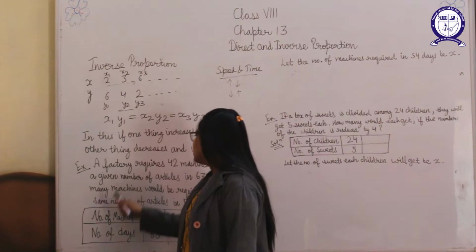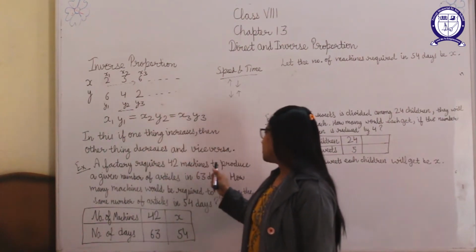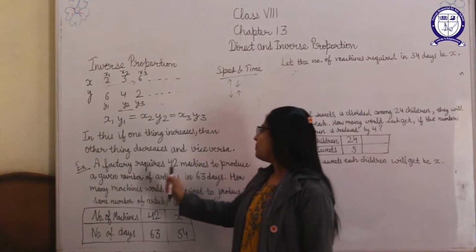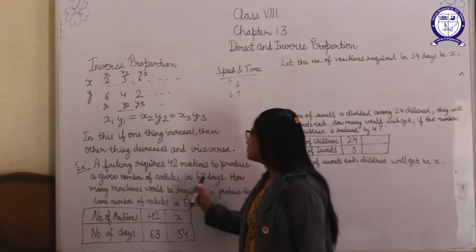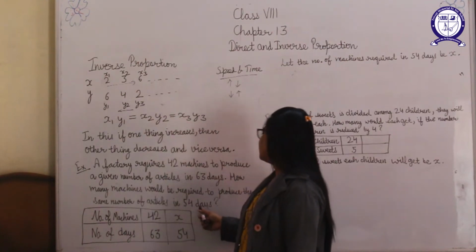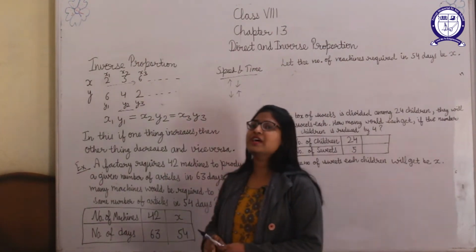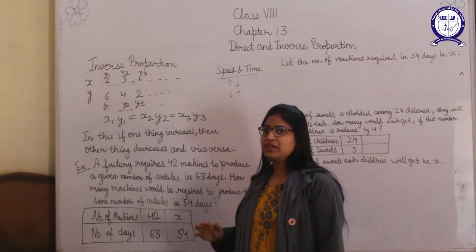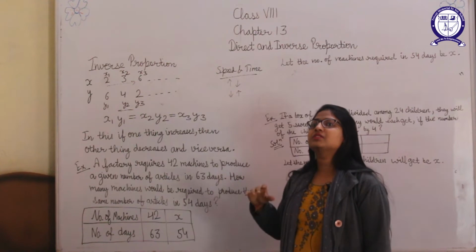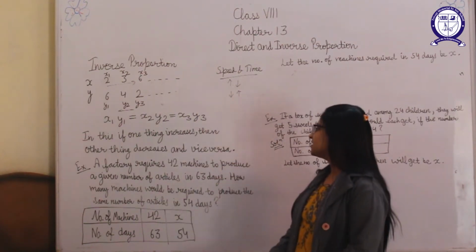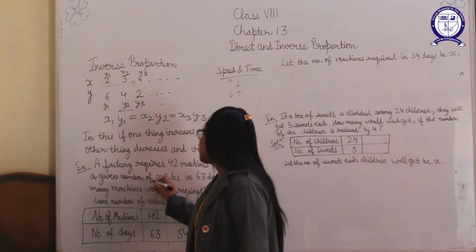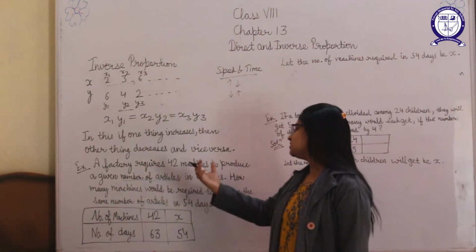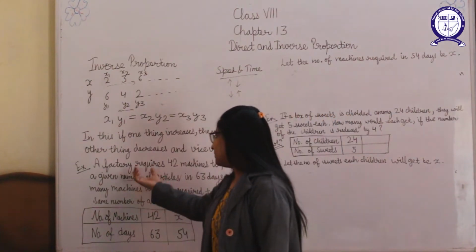Now here the question is: a factory requires 42 machines to produce a given number of articles in 63 days. How many machines would be required to produce the same number of articles in 54 days? Now students, as I told you in the earlier example, that distance was the same, a certain distance means that distance was fixed. In this question, what is fixed? The number of articles is fixed, right?